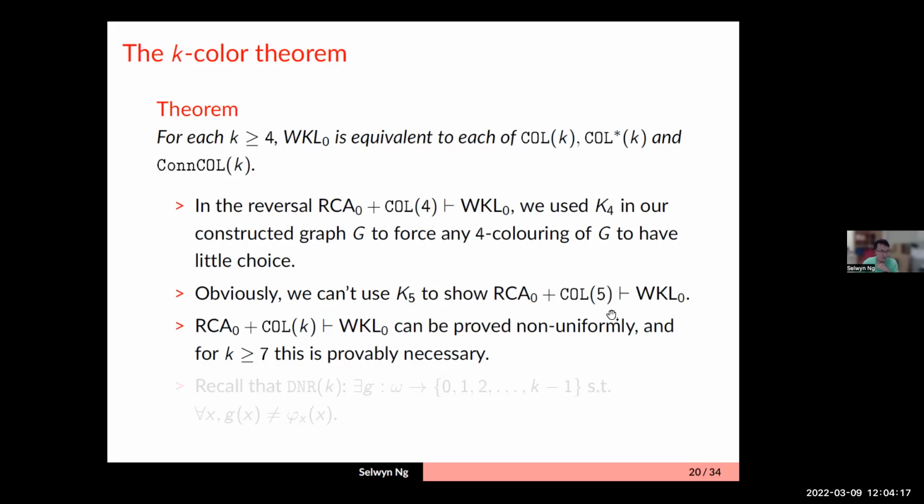So we're going to have to try to use a different trick. As it turns out, to reverse the k-color theorem for k larger than 4, it has to be done non-uniformly, and for k at least 7, it is provably necessary that you cannot reverse uniformly. So instead of trying to reverse to DNR2 or WKL, we want to reverse to DNRk. Just to recall, DNRk is the principle that there is a function with range from 0 to k minus 1, one of k many possibilities, where g is different from the universal partial computable function.